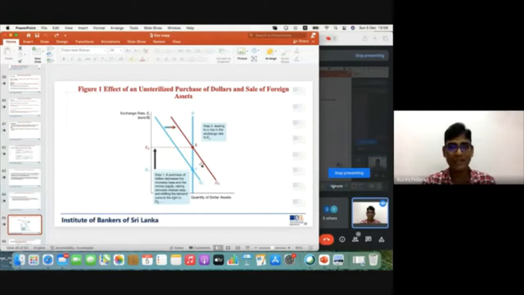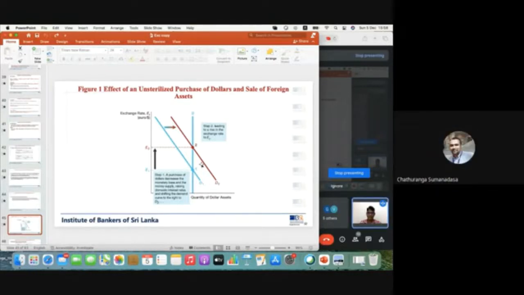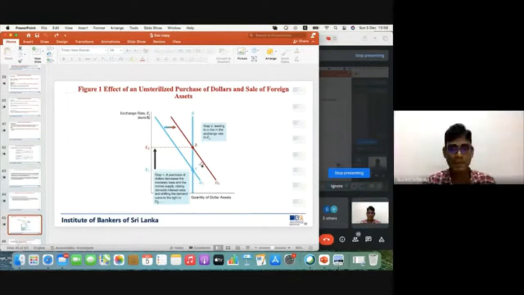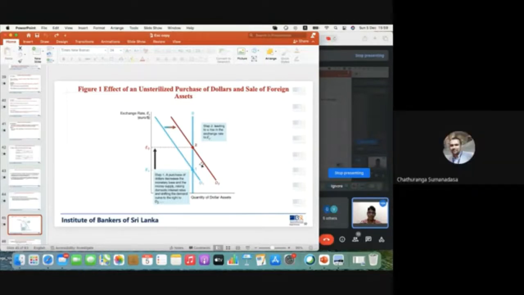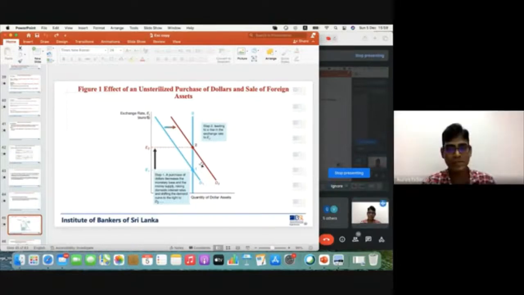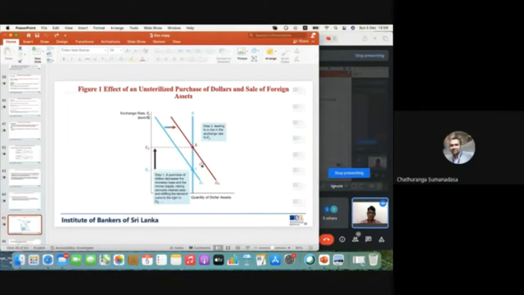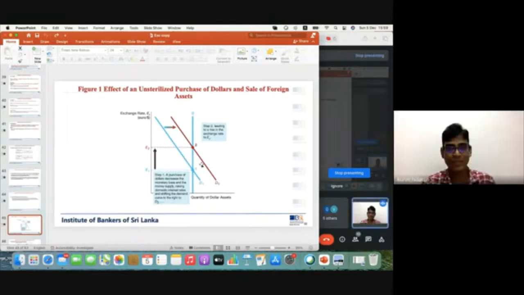But yes, sir, ultimately we want to know what is happening to demand, right? Yes. Demand, but if the rupees are not there in the market, of course there will be a kind of competition of the market forces. Definitely the exchange rate will go up because dollars are there but rupees are not there. Yes.